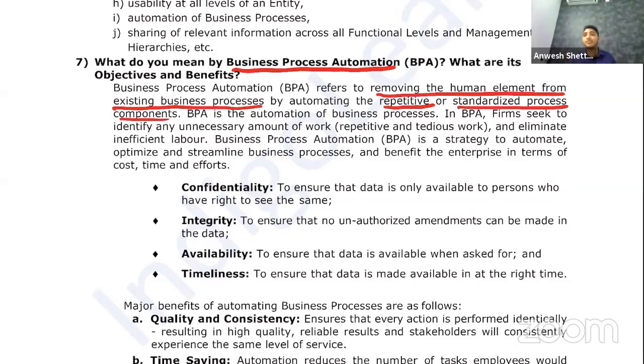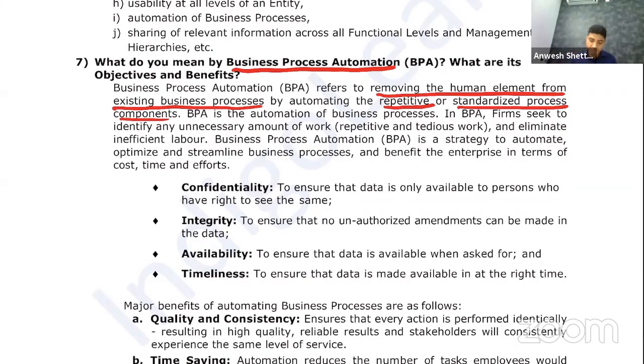For example, withdrawing money from the bank. Earlier days, like 30-40 years back, we would go, I was also not there, don't worry. But our parents, grandparents would go to banks, stand in the queue, fill up the slips, give it to the cashier, then wait for his mercy, then draw the cash. But now, not there. Now you just go to ATM, you put your card, put your PIN, you draw the money. So now it is a standardized process. Entering your card, entering your PIN, drawing the money. So you don't want a human here. It can be done by a machine. It can be done by a software. Okay. So this is a brief about what is BPA.